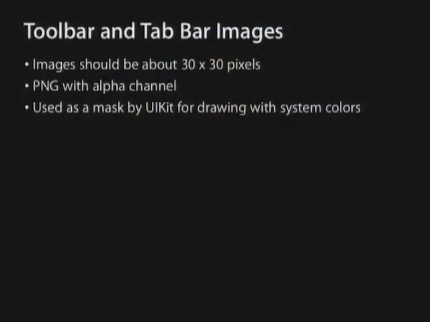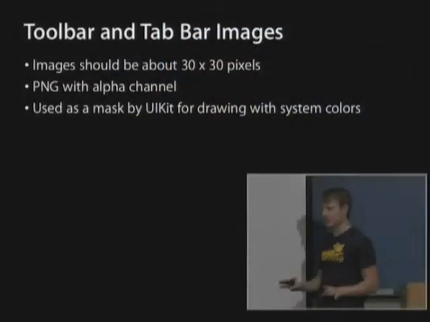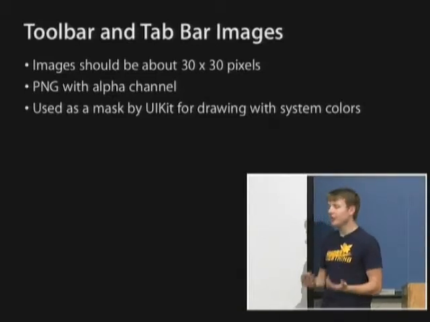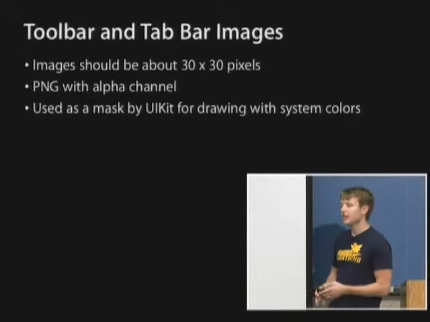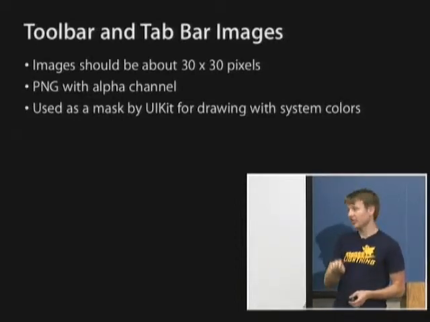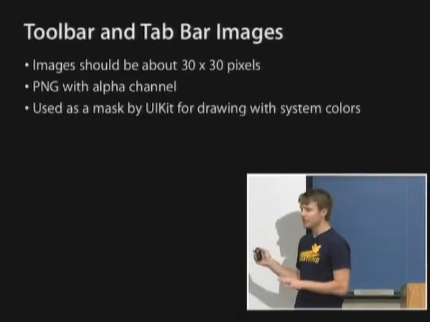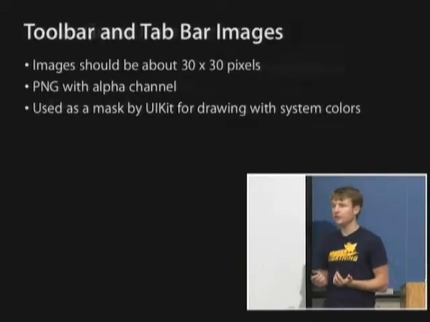Some quick notes about what these images should be. They should usually be around 30 by 30 pixels, and it's a PNG with an alpha channel. And the colors in these images are totally ignored. UIKit just looks at the alpha to create a mask, and then it uses the correct colors, whether it's a tab bar item or a selected tab bar item or a toolbar item. So that's what these images should be composed of.